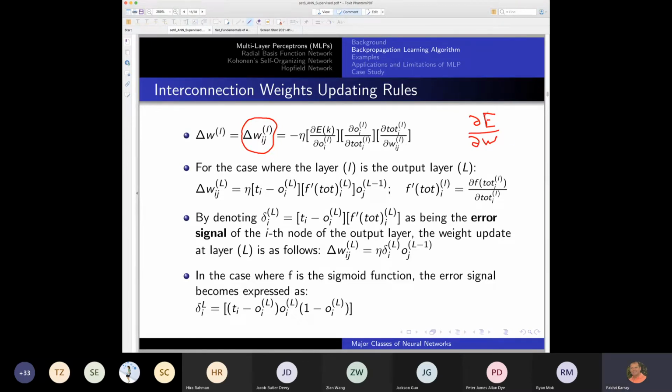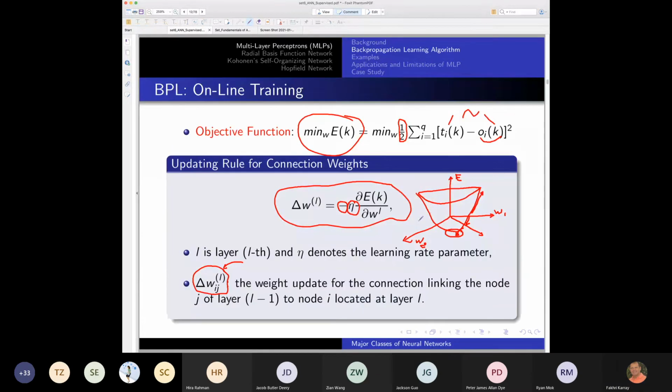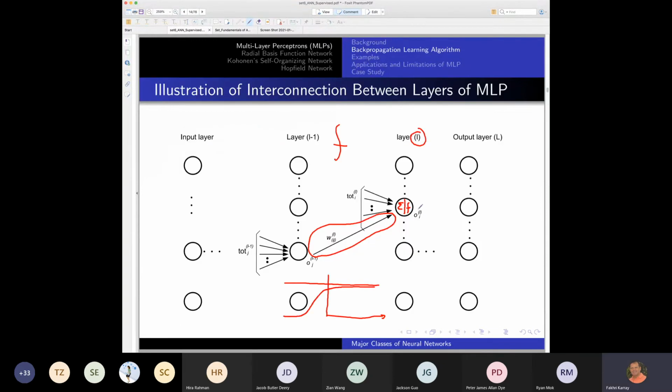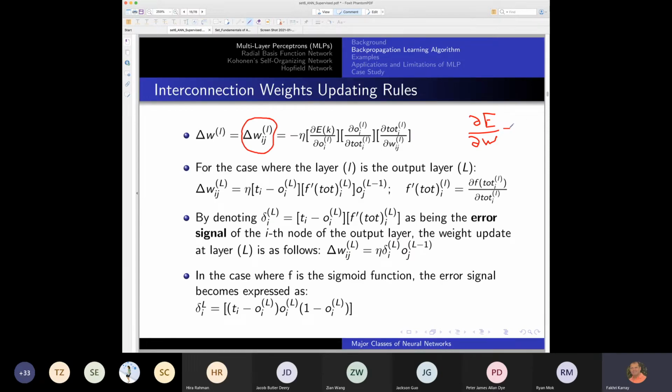But E is not a direct function of omega. So E is a function of Oi, okay? And the Oi, if we go back here, you can look at this Oi. This Oi is a function, which is the filter of all these types of element tot i. But tot i are generated by this omega ij coming from this layer L-1, okay? And the same thing here, this tot i L-1 is generated from the layer that comes before it. So we have to do chain differentiation in order for us to utilize this particular type of information.